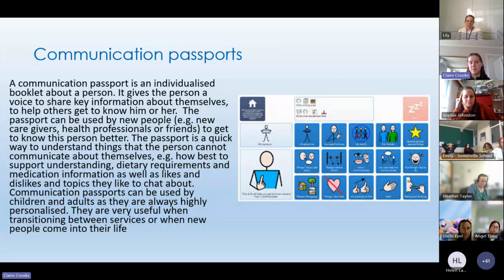Another helpful thing would be doing it on a communication device if someone has already got a communication device, which this image shows here. It allows anyone really quickly to form that connection with a person and be able to know about them and how best to engage.